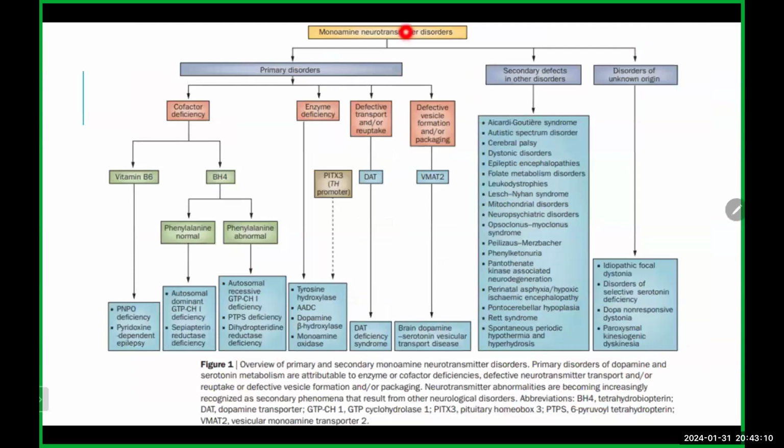Monoamine neurotransmitter disorders can be primary disorders or because of a secondary defect in other disorders. In the primary disorders, there is cofactor deficiency, vitamin B6 and biopterin deficiency, and enzyme deficiency like tyrosine hydroxylase, aromatic amino acid decarboxylase, dopamine beta hydroxylase or monoamine oxidase deficiency. Or there is defective transport and reuptake, that is the DAT deficiency, dopamine reuptake deficiency. Or, like our case, defective vesicle formation and packaging, where there is VMAT2 deficiency, where both dopamine and serotonin vesicular transport will be defective. That's why they show features of dopamine deficiency like Parkinsonian features, serotonin deficiency like sweating, and norepinephrine deficiency features.